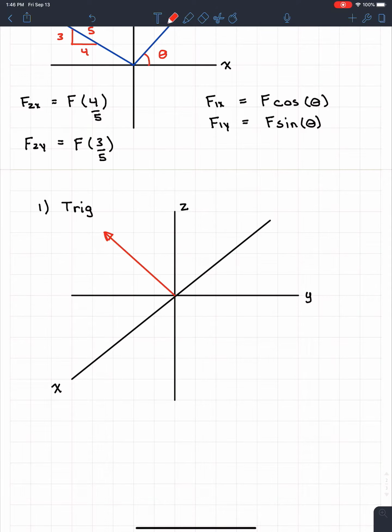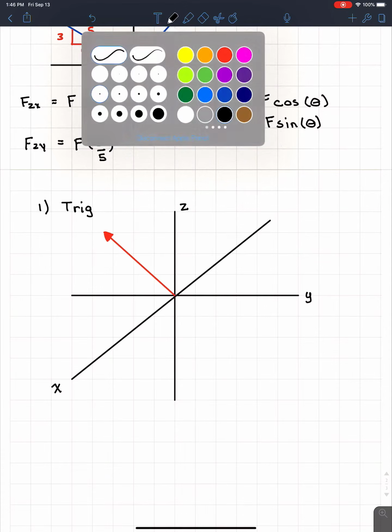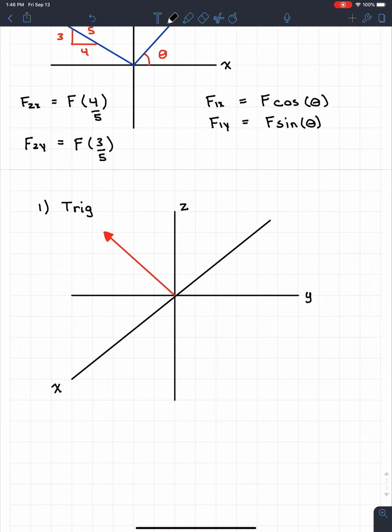Now, there's 3 scenarios you guys can see for trying to find out this vector. The first one, like I said, is trig, and that's when they give you 2 angles, very specific angles. They're not just out of the blue.